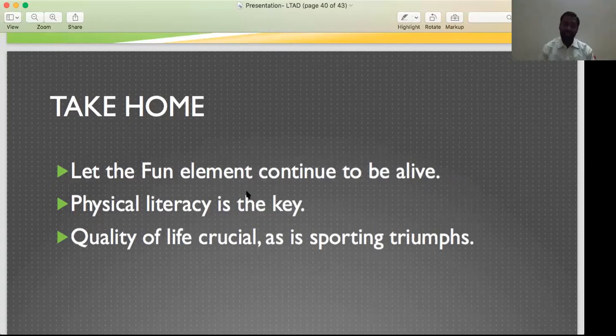Physical literacy is the key. If you teach a child to jump, to land, to roll, to throw, if all those fundamental skills are done well, then physical literacy is really formed well. Anything and everything is possible in later stages of life. And please don't get carried away only by the sporting achievements. Quality of life is as crucial as winning Olympic medals or World Cup championships or any sporting triumphs.